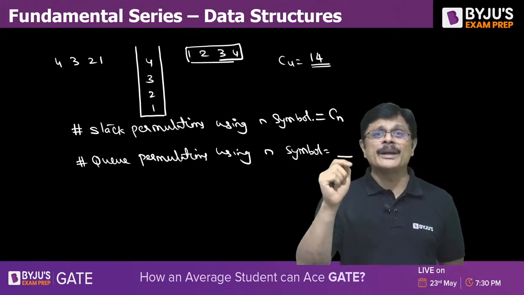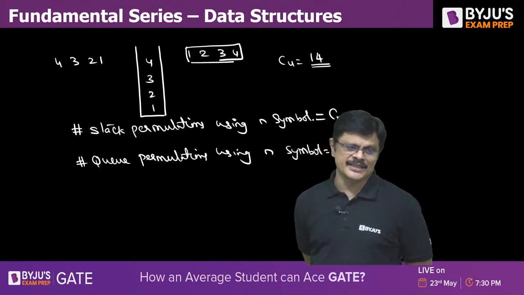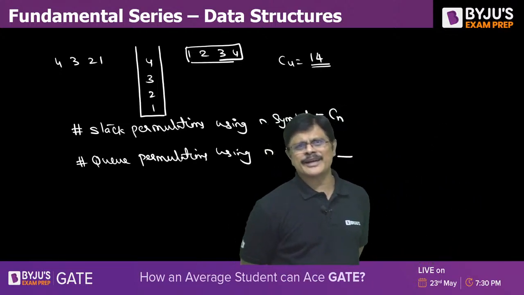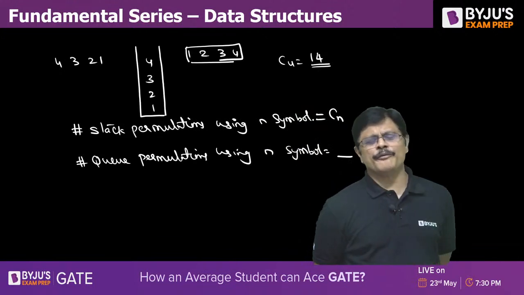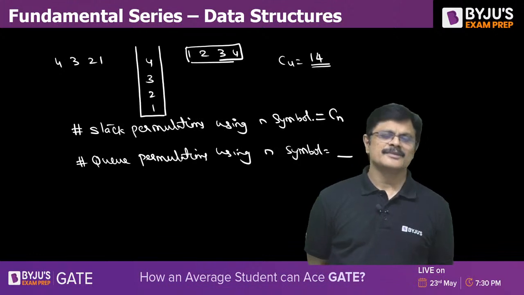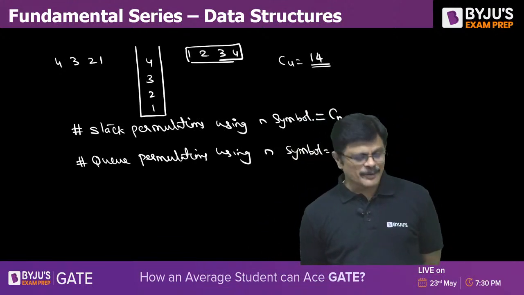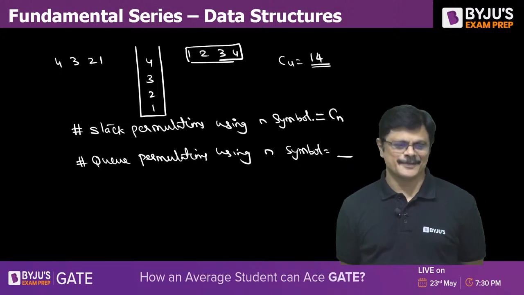With a queue, how many permutations can you get? See, this topic looks very, very simple. But whenever they ask problems on queues, most of the people make mistakes. Maybe because it is very simple, or people feel it is very simple, people make mistakes in it.